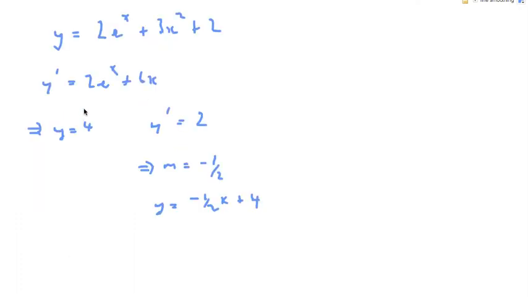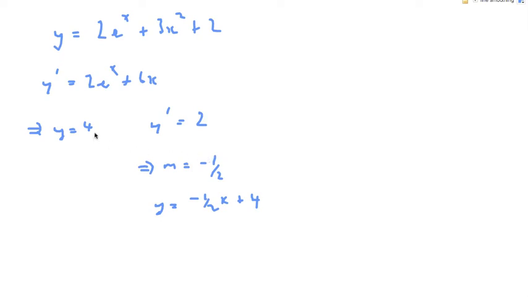So, there's the function, differentiate it: 2e to the x plus 6x. At the point where the curve intercepts the y-axis, x is 0, so that's 2 times 1 plus 2, so that's 4. And the derivative where x is 0, its gradient, is going to be 2 plus nothing, so 2. So the gradient of the normal will be the opposite, because the tangent has a gradient of 2. So the normal is minus a half.